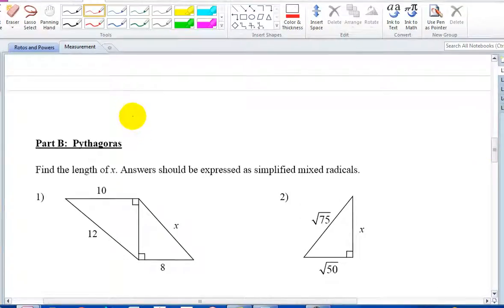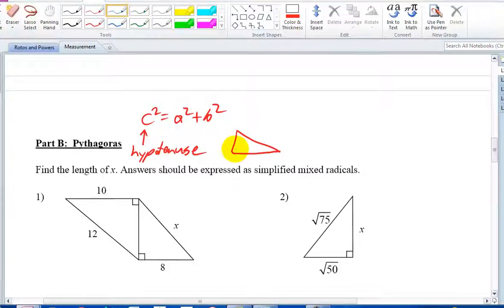Next, Pythagoras. Who's booing? Stop that. So two formulas. C squared equals A squared plus B squared, and C must be the hypotenuse. How do you find your hypotenuse? Well, your 90-degree symbol is like an arrowhead pointing to the hypotenuse. So this would be your hypotenuse. It's across from 90 degrees.